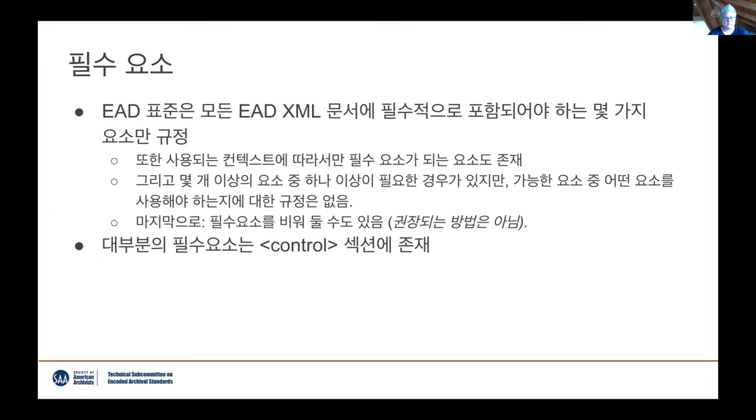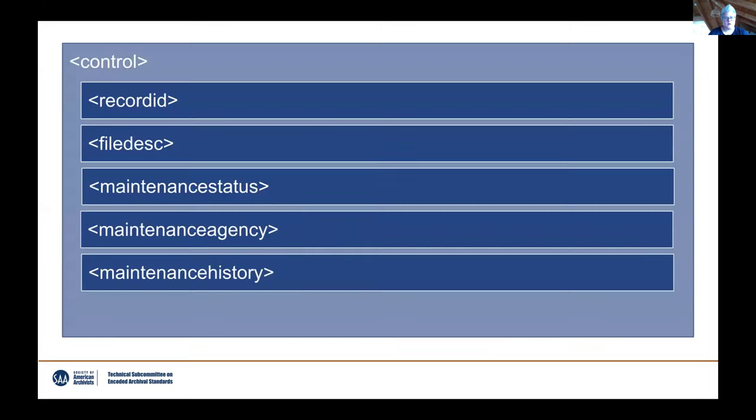Next slide, please. Looking at these mandatory elements within control, there are currently five of them. Record ID, file desc, maintenance status, maintenance agency, and maintenance history. And we're just going to have a quick look at what those elements stand for. If we go to the next slide, please.